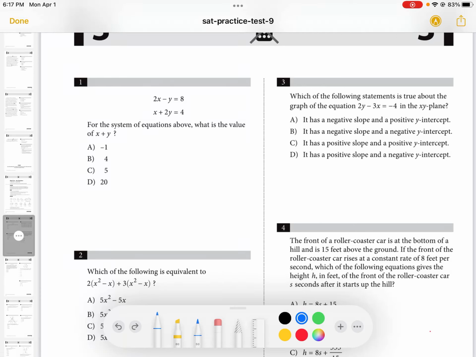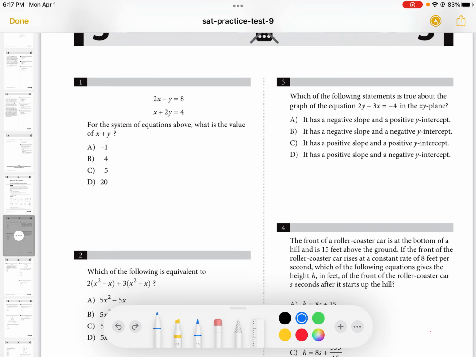Hello guys, today we'll be walking through the math section of the 9th practice test released by CollegeBoard, and I just thought this would serve as some useful preparation for those of you who are taking the SATs pretty soon in a couple months. So let's get started.